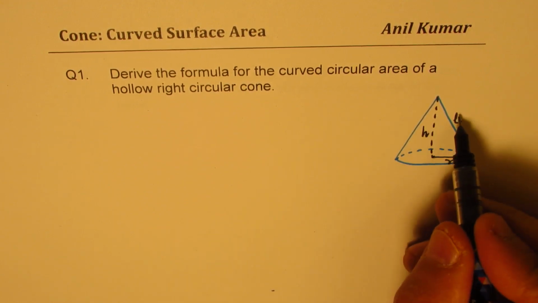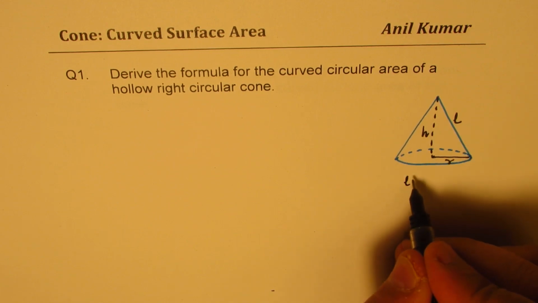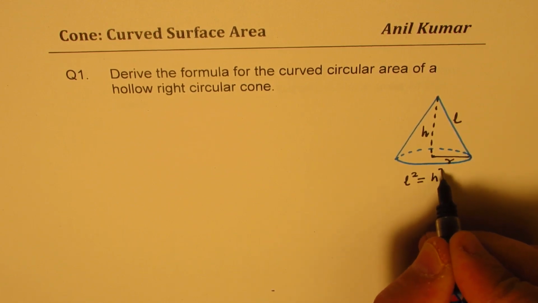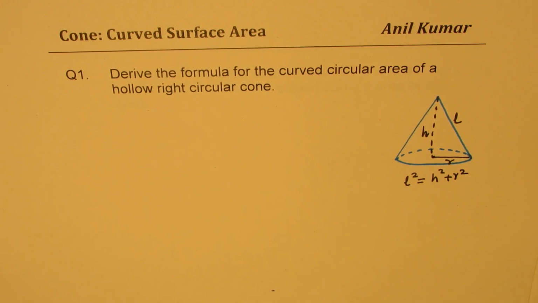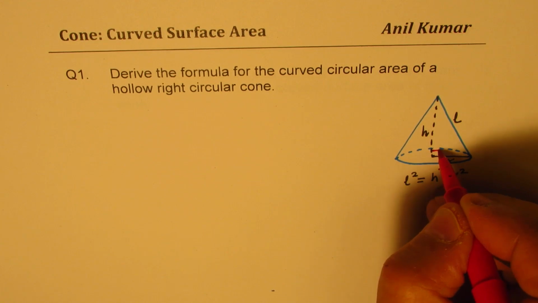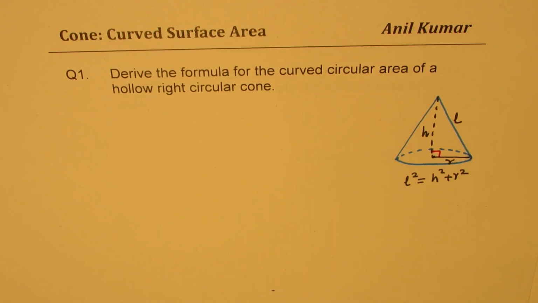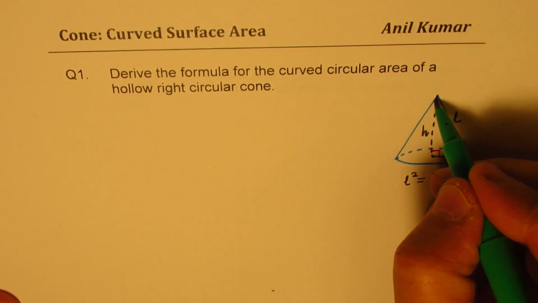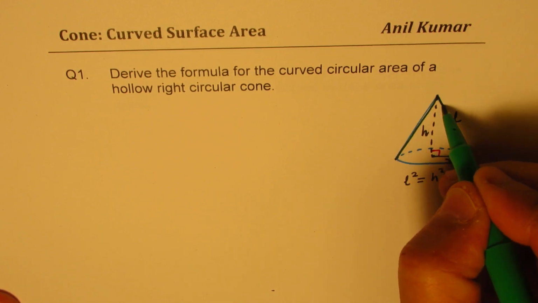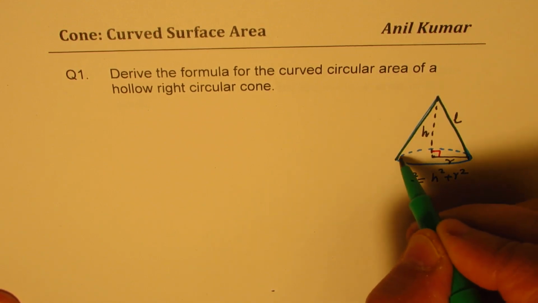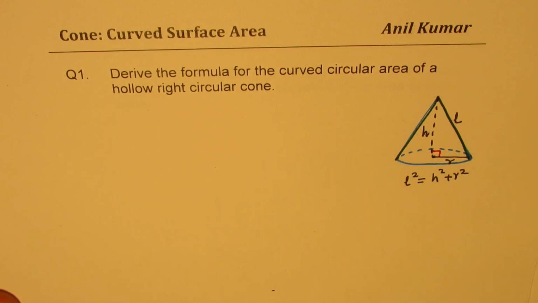So the relation between height, L and R, of course, will be that L square will be equal to H square plus R square. So whenever we say right circular cone, that means this angle is 90 degrees. So if nothing else is mentioned, you have to assume that. Now, when we are talking about the curved surface area, we are actually talking about this area, this curved surface. So when I open it, this will be the curved surface which we are talking about.